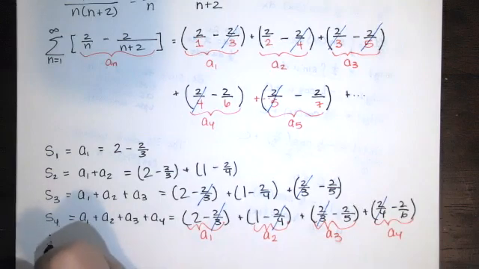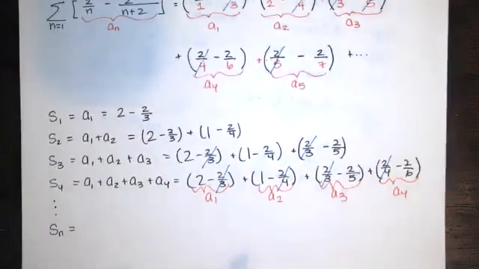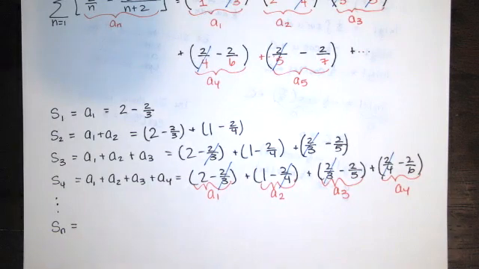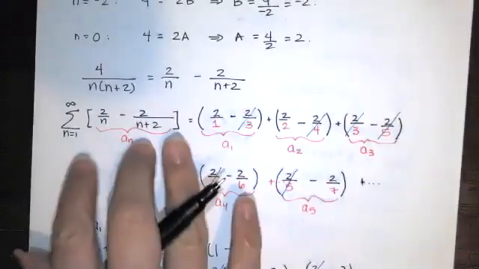The question is, what's the pattern for the nth term? Once I know the pattern for the nth term, I know that that is the nth partial sum of this series. And if I take the limit of that nth partial sum as n goes to infinity, that's going to give me the sum of the series over here.